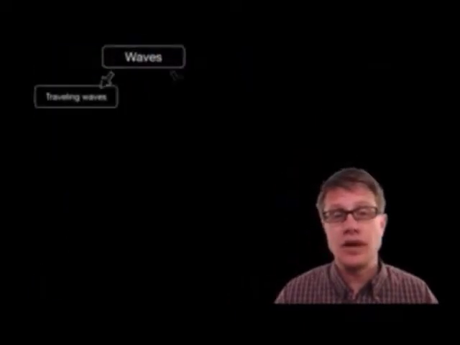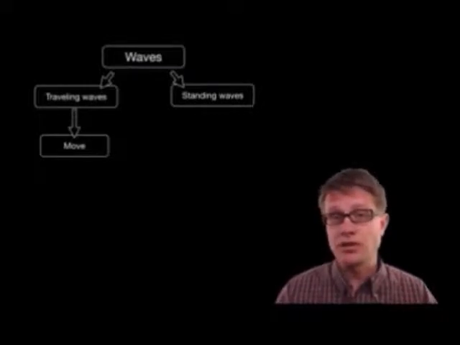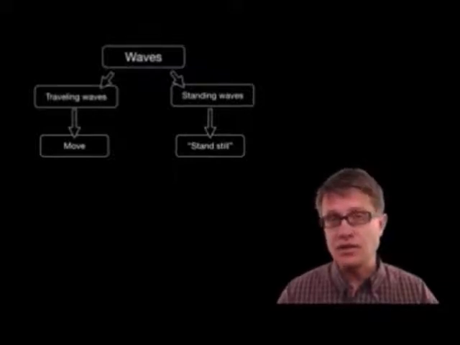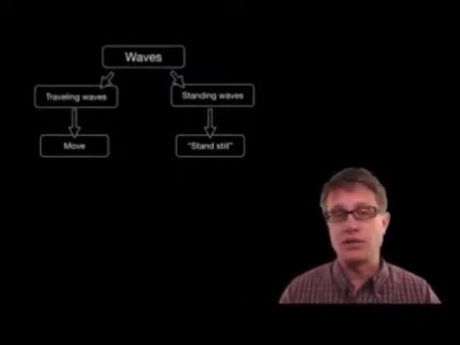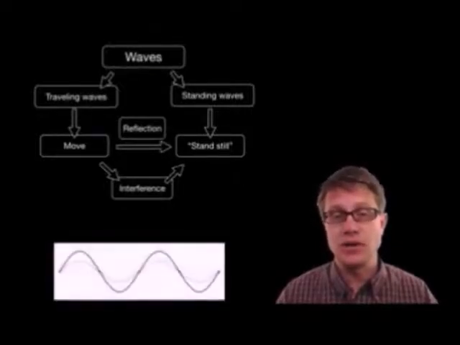Waves can either be traveling or standing waves. Traveling waves will move from one place to another, and standing waves will appear to stand still. Now when you look at it, it's kind of an illusion. They're standing still, but the traveling waves are bouncing back and forth. In other words, they're being reflected off the boundaries, and then there's interference to create these standing waves.